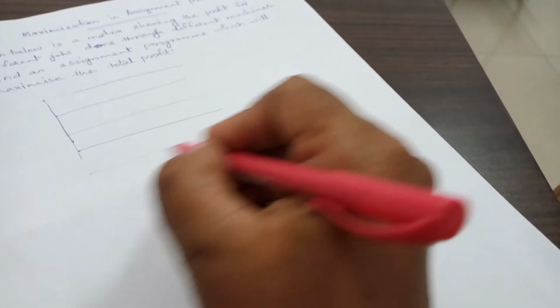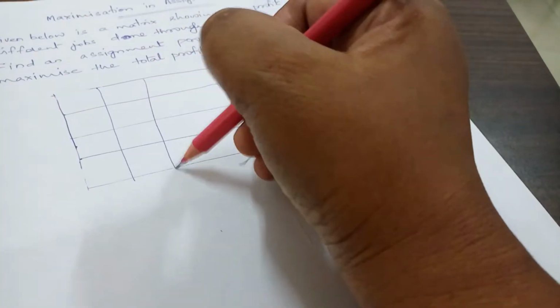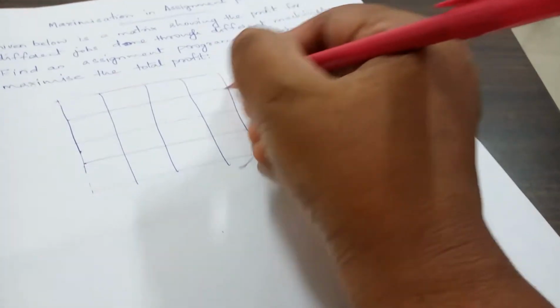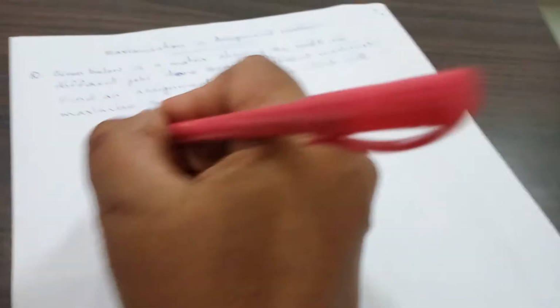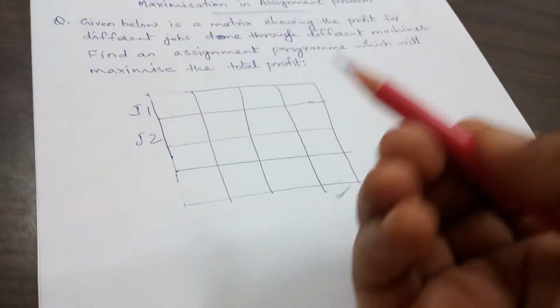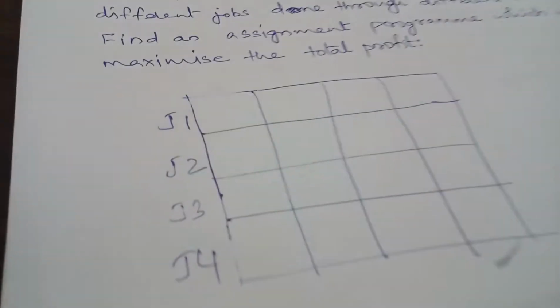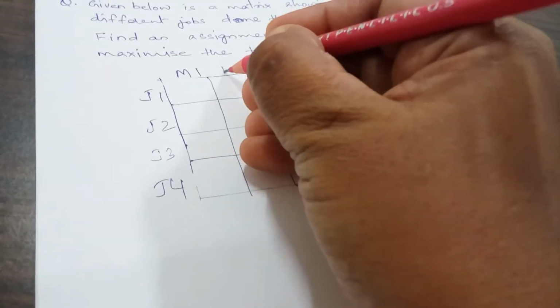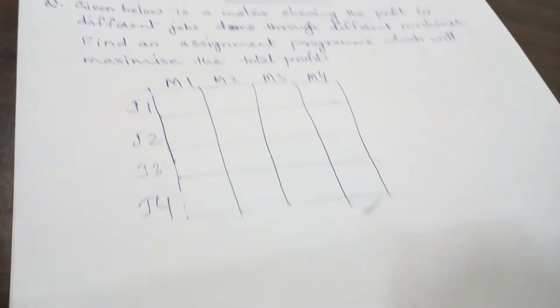4 rows are there and 4 columns are there. Now the row names are jobs: J1, J2, J3 and J4. And these are the machines: M1, M2, M3 and M4. So there's a matrix.